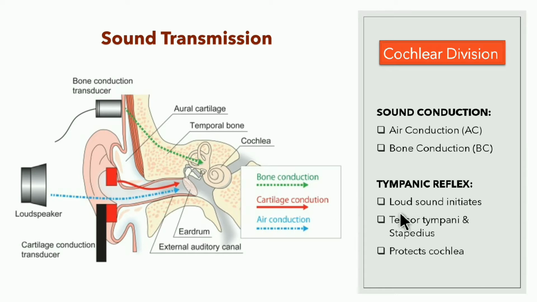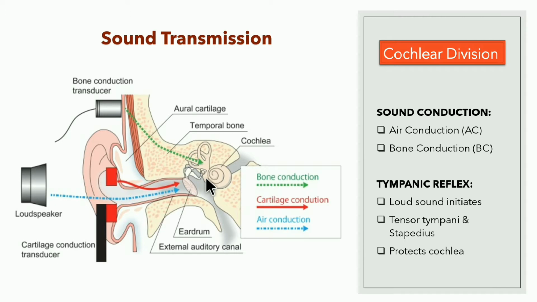Now what happens? Two muscles are involved here. Two muscles are present in the middle ear. The names of these two muscles are tensor tympani and stapedius. Tensor tympani is attached to the handle of the malleus, and stapedius is attached to the stapes footplate. So whenever the tensor tympani muscle contracts, it will pull the malleus inside, and whenever the stapedius contracts, it will push the stapes outside.